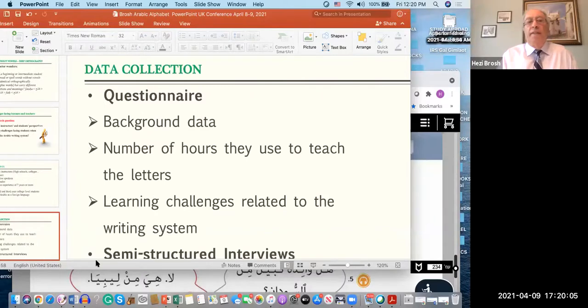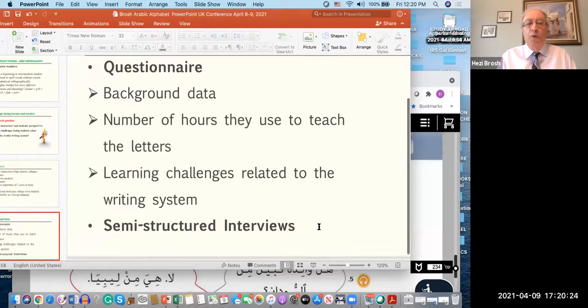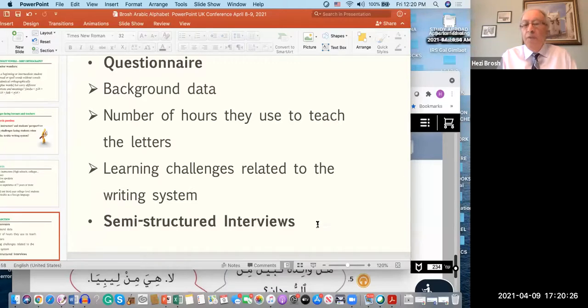So I collected the data through a questionnaire. I asked for background data, the number of hours they use to teach the letters. That's a very important question. And if they detect learning challenges related to the writing system among their students. And I also conducted interviews with both teachers and students.